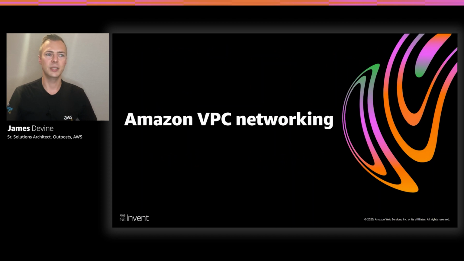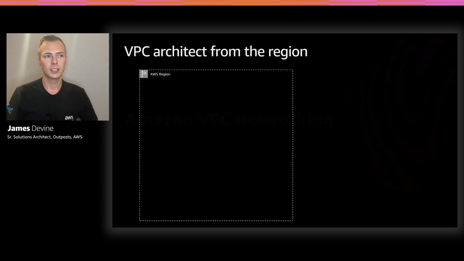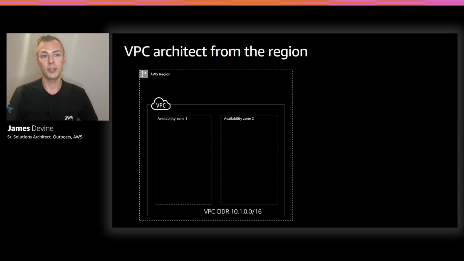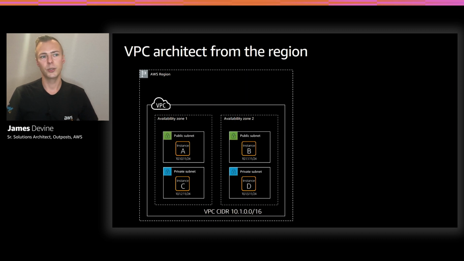Digging into Amazon VPC Networking, if we look at what our region looks like, we have a VPC, a virtual private cloud, and this extends all of the availability zones within a given region. And then within an availability zone, we can create a subnet, and subnets are specific to an availability zone. And they have their own CIDR range. That's a subset of the overall VPC CIDR. So this is all just standard AWS VPC networking, the same way it works within the region.